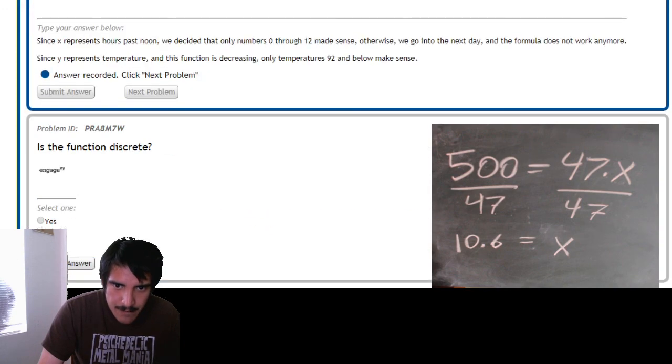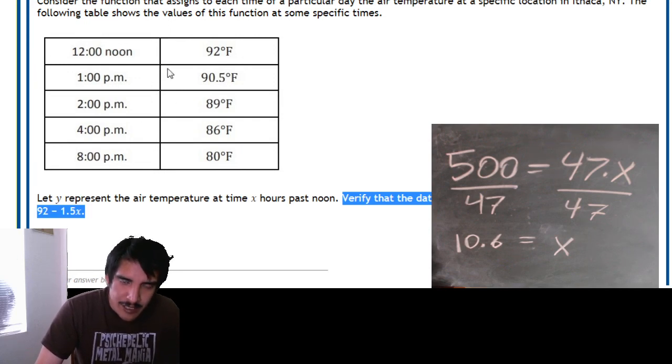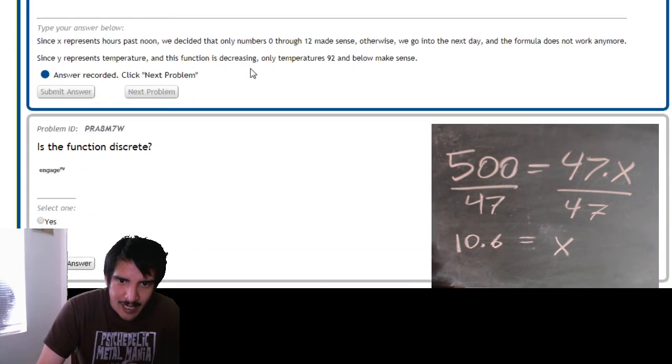Okay. Is the function discrete? So if we look at this, are we allowed to only use whole numbers when we are measuring time and temperature, or are we allowed to use decimals? If you're allowed to use decimals, then that's continuous. So is the function discrete? No. We're allowed to use way more than just whole numbers. So I'm going to click no.